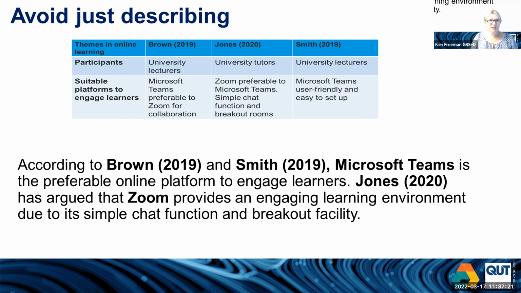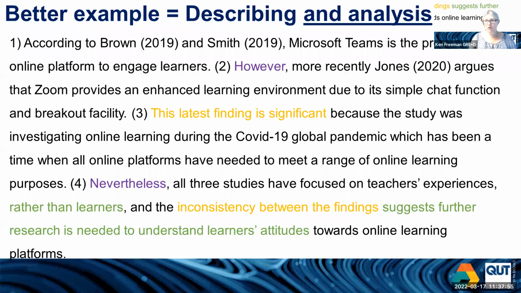So you can see I've done a little table there, the participants. What did each of these authors say was the most suitable? And then I've written a sentence. According to Brown and Smith, Microsoft Teams is the preferable online platform. Jones has argued that Zoom provides an engaging learning environment due to its simple chat function and breakout facility. All right. So that is just describing, isn't it? Now, remember, I'm not saying don't just do this, not at all, but I want describing and analysis. So here's a better example.